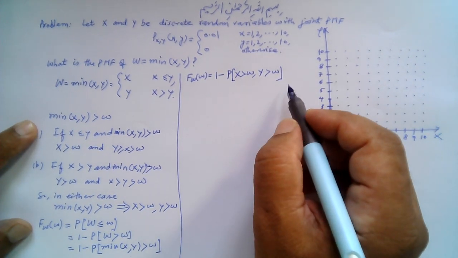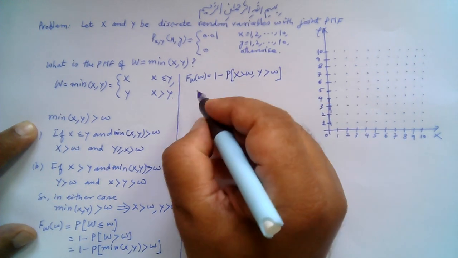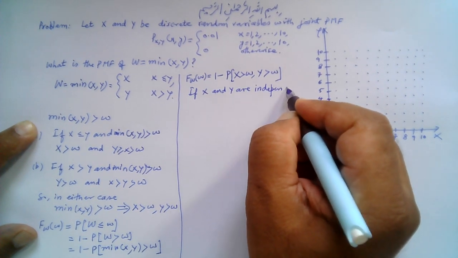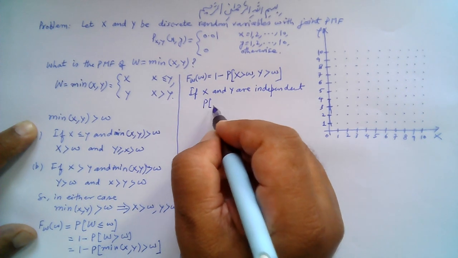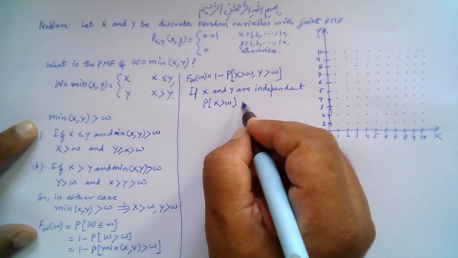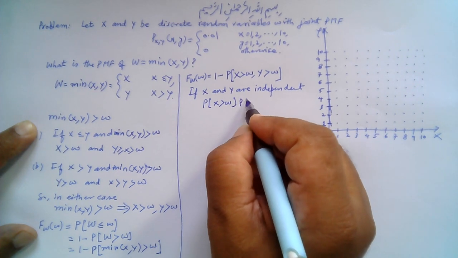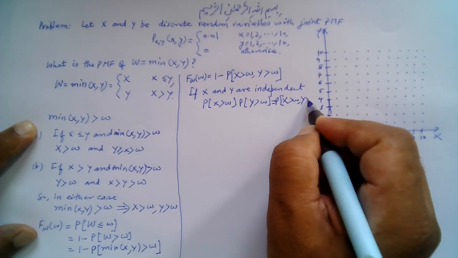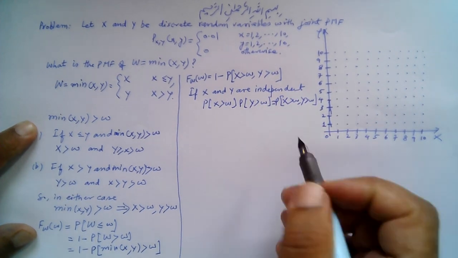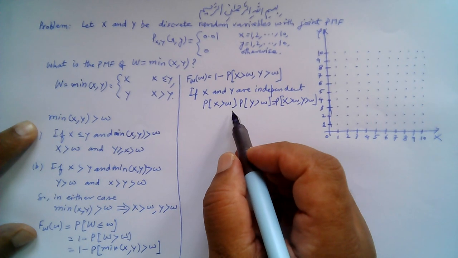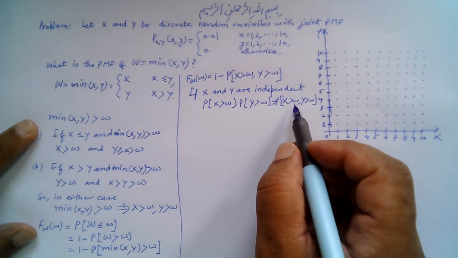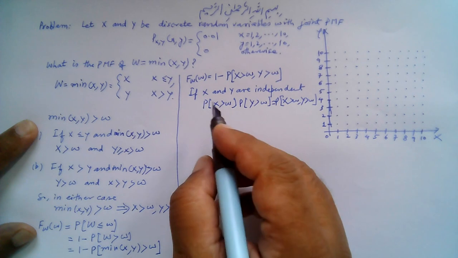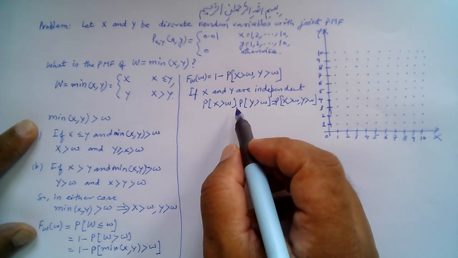So according to the definition of independence of random variables, if X and Y are independent, then we can say that the joint function is equal to the product of the individual functions. Sorry, these are not the CDFs, actually the survival functions.